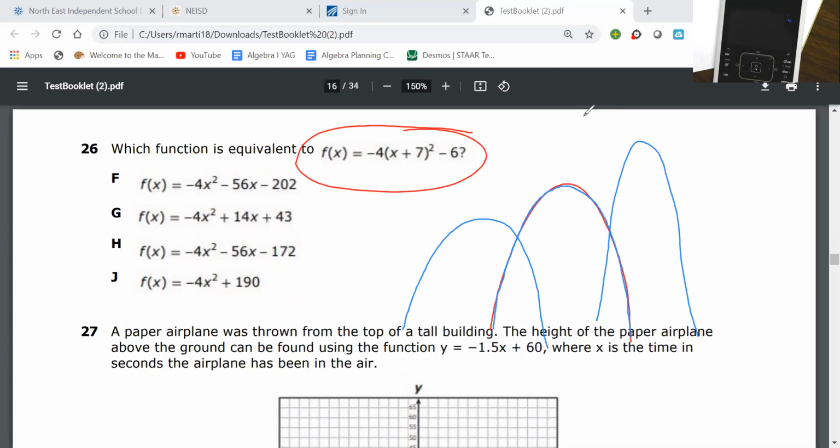So just keep that in the back of your mind when you come across problems where you're given an original equation and then you're asked which one is equivalent. If you can't figure it out using other methods, graph it and then graph the answers and see which one lays on top of it, because that's the answer.